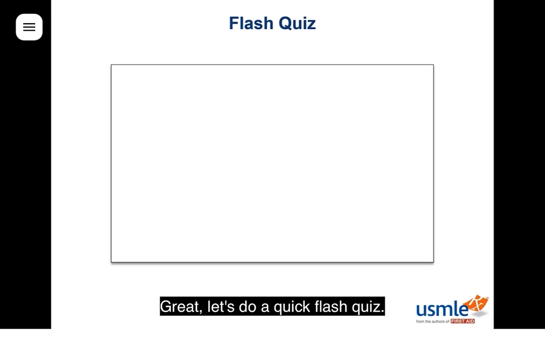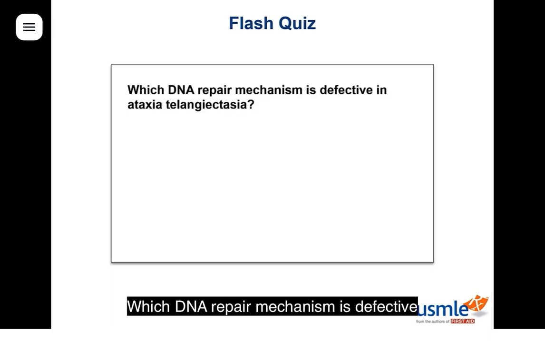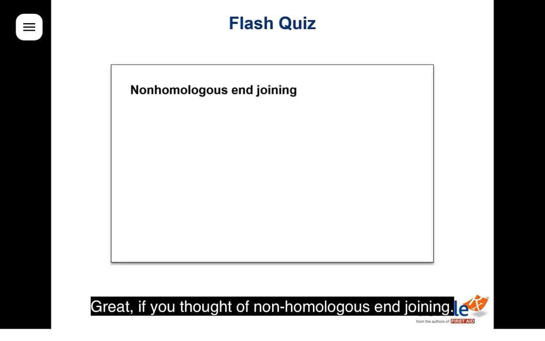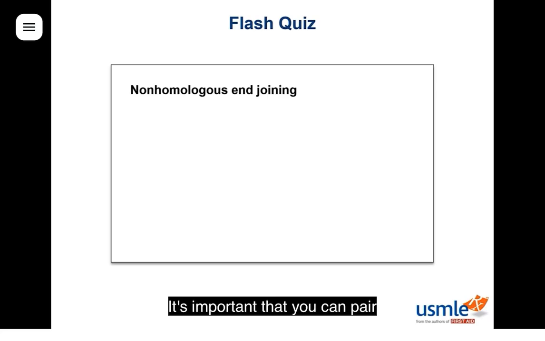Great, let's do a quick flash quiz. Which DNA repair mechanism is defective in ataxia telangiectasia? Great if you thought of non-homologous end joining. It's important that you compare the defective DNA repair mechanisms with its affiliated clinical disease.